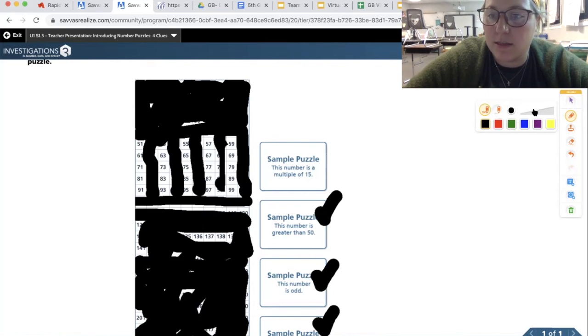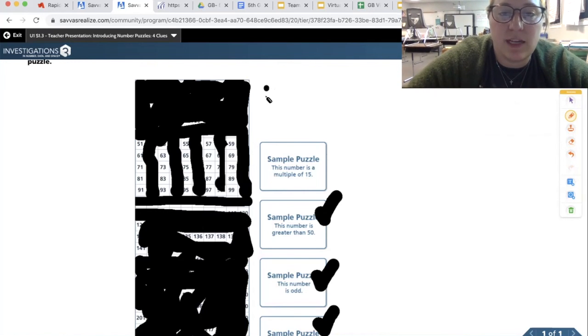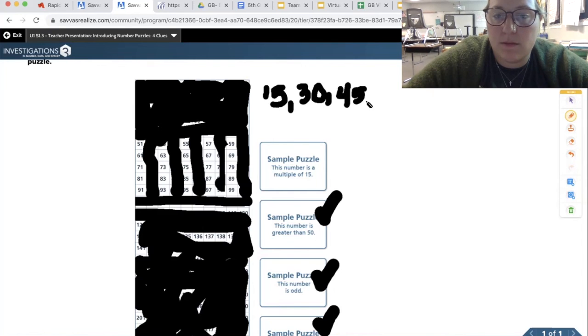Now for the multiples of 15, I would write those out. We would start with 15, even though that's too small according to our hundreds chart. Then we have 30, because that's 15 times 2. 15 times 3 is 45. 15 times 4 is 60. Times 5 is 75. Times 6 is 90. Oops, I have to go down here. 90. And then the next one is 105.